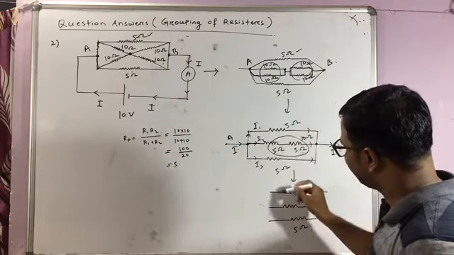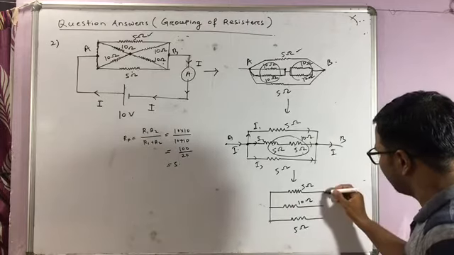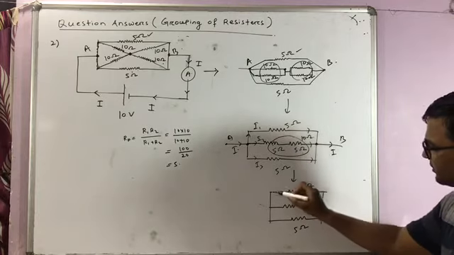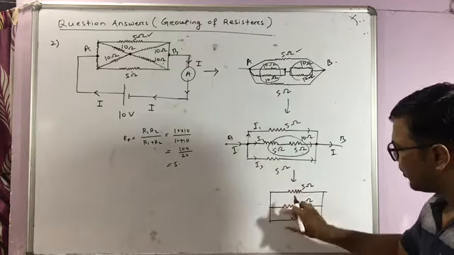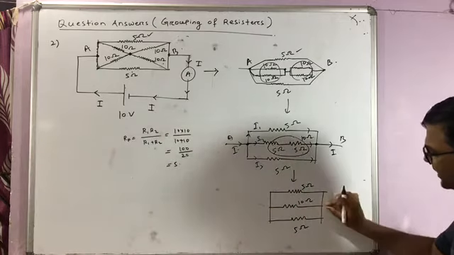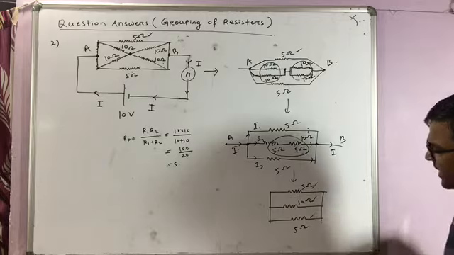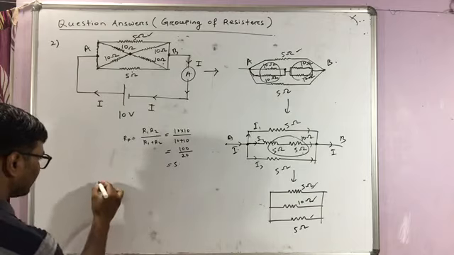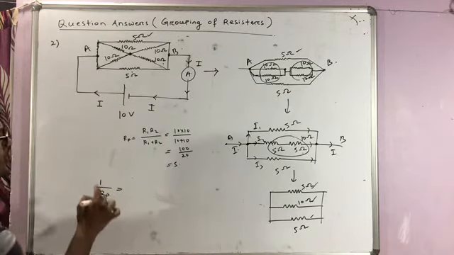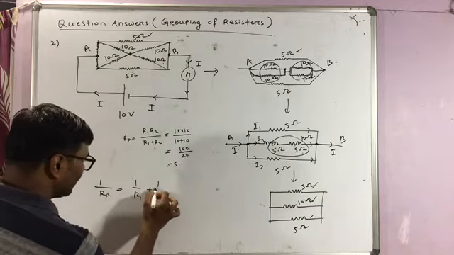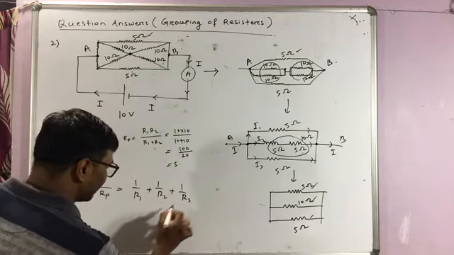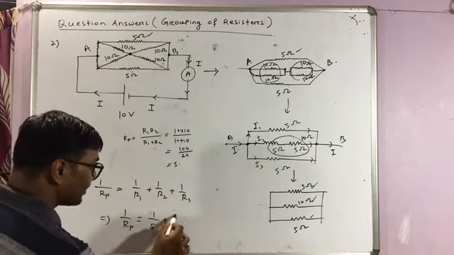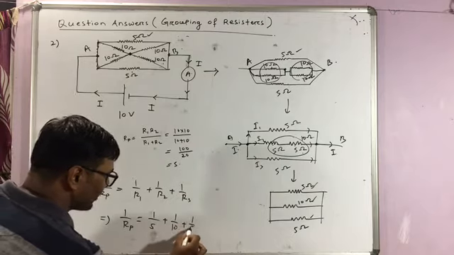All the 3 resistances have one common point here and the other common point at this side. This implies, since they have one common end, means one end tapped together at one side and the other end at the other side, these 3 are in parallel. So their equivalent resistance I can find here. There are 3 resistances, so the formula is 1 by Rp is 1 by R1 plus 1 by R2 plus 1 by R3, which implies 1 by Rp is equal to 1 by 5 plus 1 by 10 plus 1 by 5.